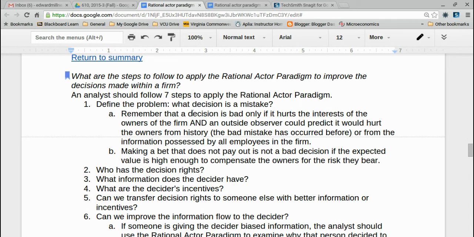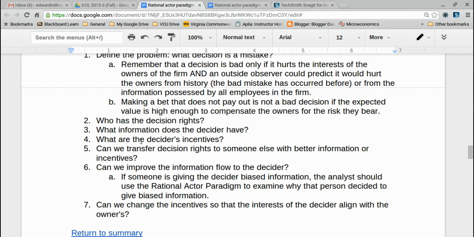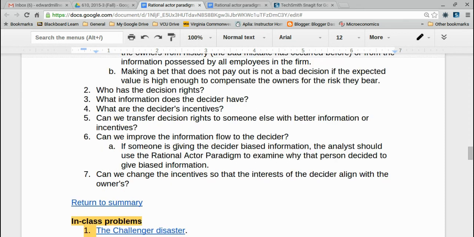Once you've identified a bad decision, now ask the three questions. Who has the decision rights? What information does the decider have? What are the decider's incentives? At that point, you can then try to develop solutions. Can you transfer decision rights to someone else with better information or incentives? Can you improve the information flow to the decider?